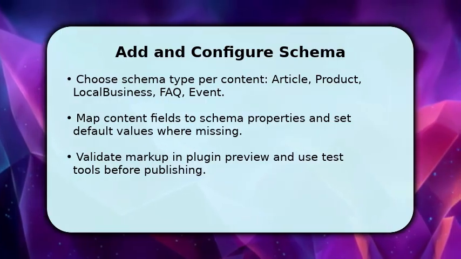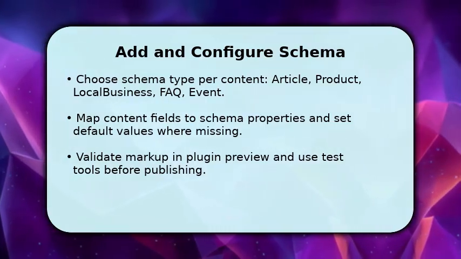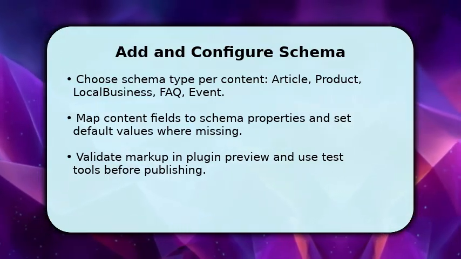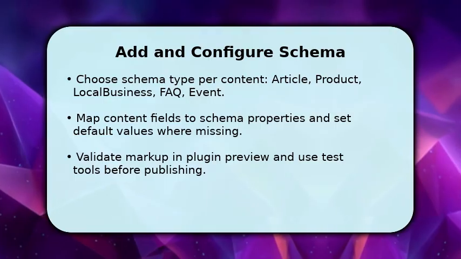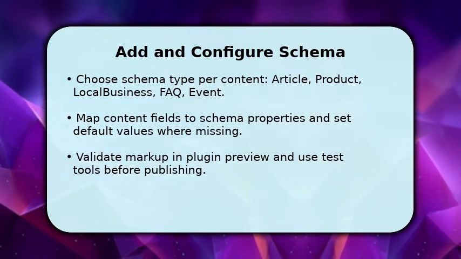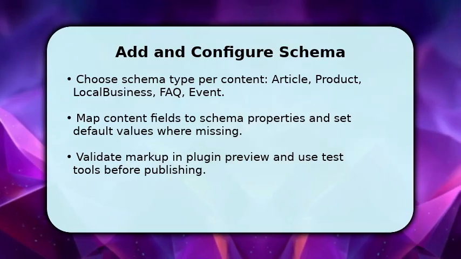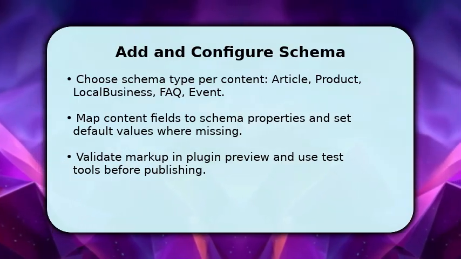Then map your title, description, image, price, and other fields to schema properties and set sensible defaults when metadata is absent. Once configured, preview the generated JSON-LD inside the plugin and run it through a validation tool to catch structural errors before you push changes live.